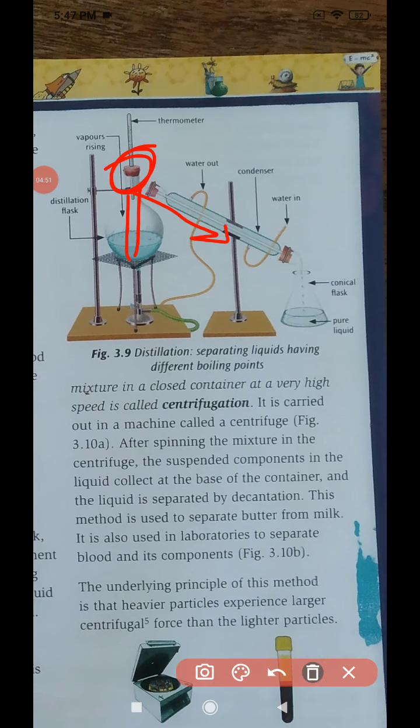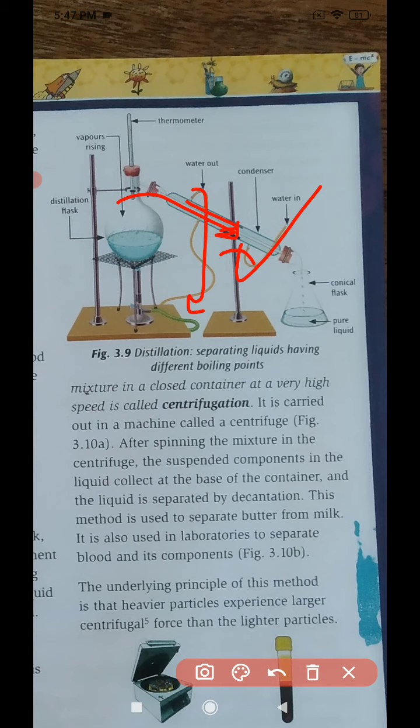The generated vapor moves that way, and as water continuously passes through the condenser, the vapor absorbs cold from the water. The hot vapor becomes cold due to the cold water. Continuously water is passing, and that is called the condenser. Now there is a conical flask, students. When the vapor reaches this point, it converts into liquid. That liquid drops by drop is collected as a pure liquid in the conical flask. So this is the entire setup.